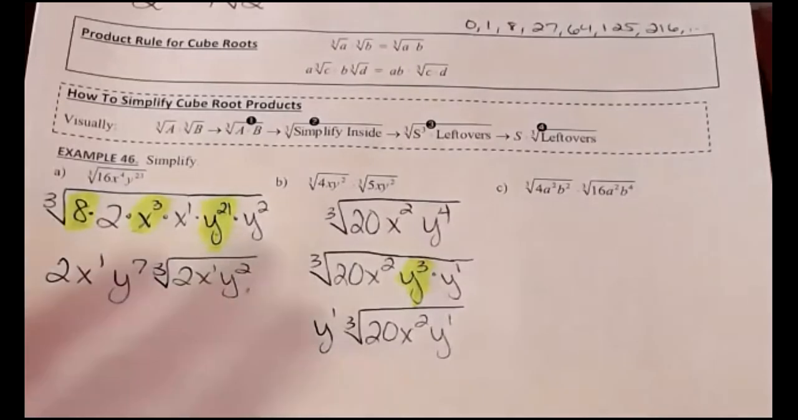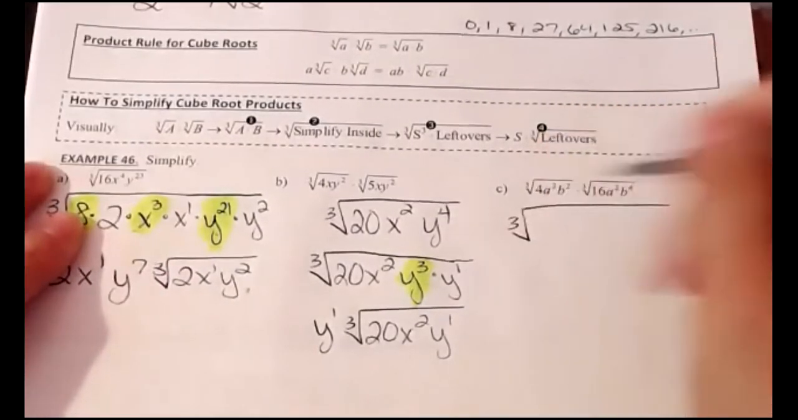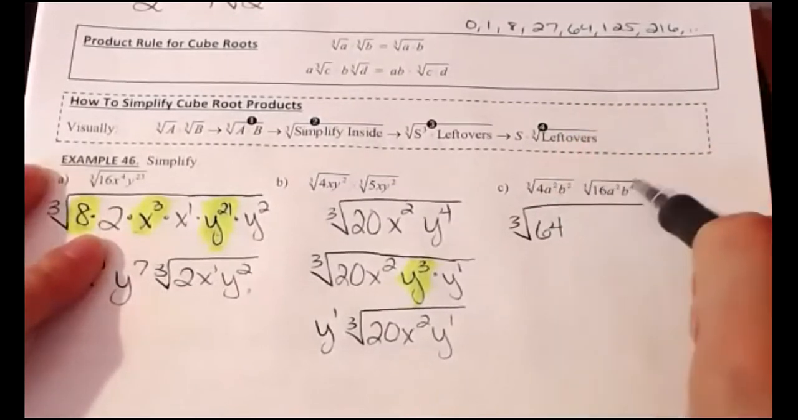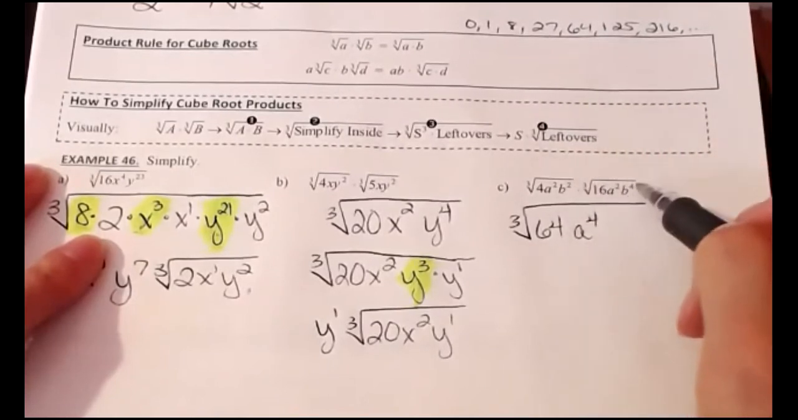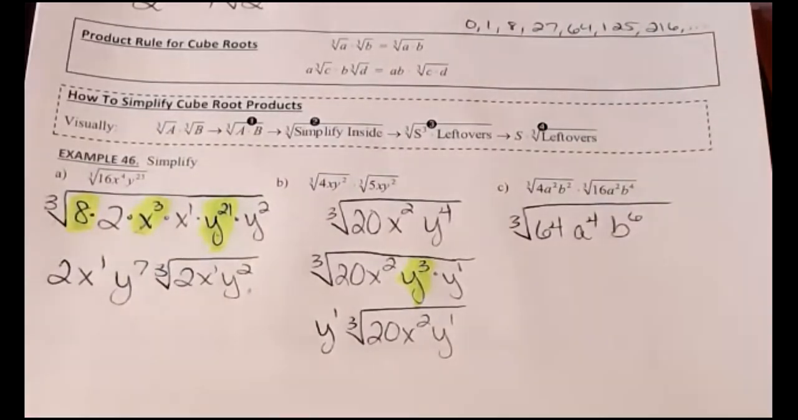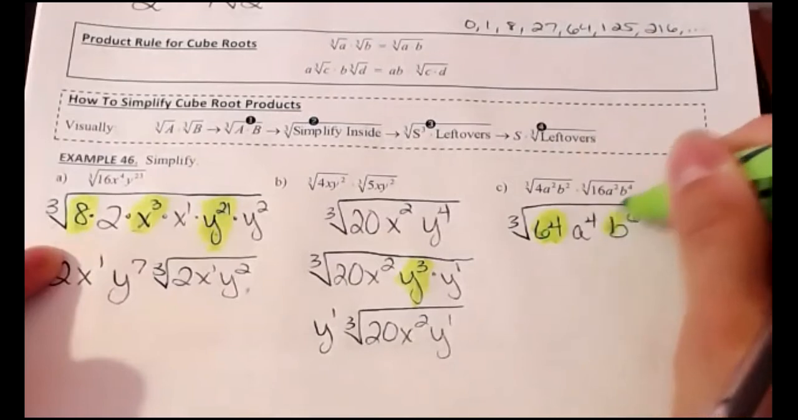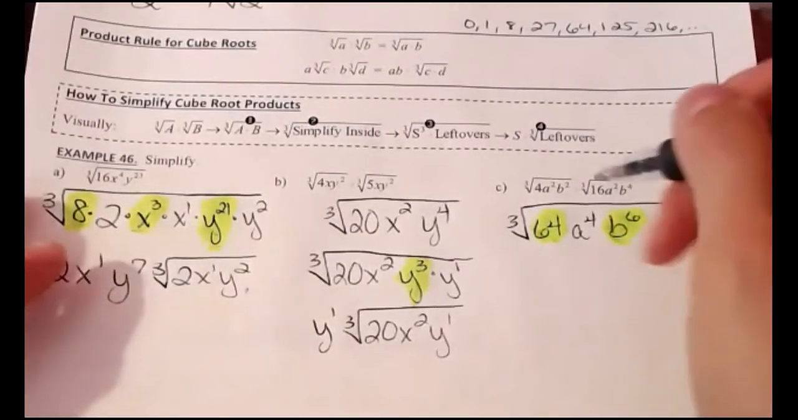Okay, so the first thing that you should do, and this is something I would do too, is I would just multiply it. So 4 times 16, that's 64. A to the second times a to the second, that's a to the fourth. B to the second times b to the fourth is b to the sixth. Remember, keep the base, add the powers. Okay, so right away, I noticed that, oh, 64 is a perfect cube. That's awesome. B to the sixth is a perfect cube. A to the fourth, we can easily fix this.